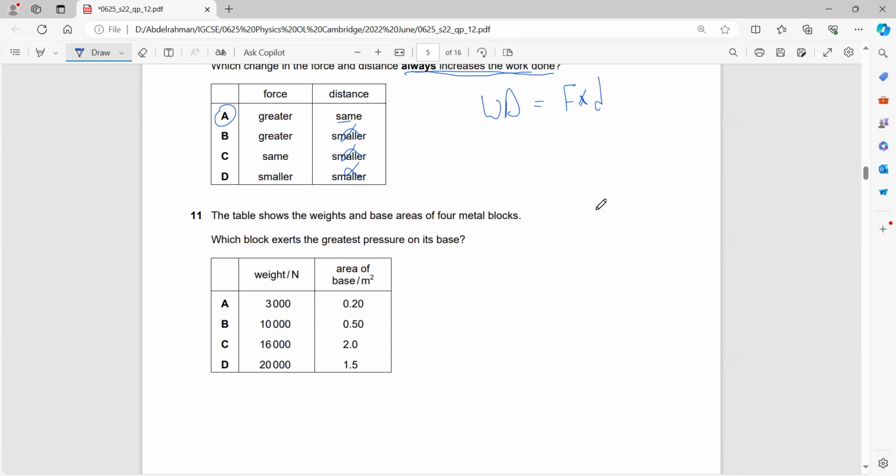The table shows the weights and the base areas of 4 metal blocks. Which block exerts the greatest pressure? Pressure equals force over area. We'll just calculate each force over each area: 3,000 divided by 0.02, 10,000 divided by 0.50, 16 divided by 2, and 20,000 divided by 1.5. The only right answer would be B. This would give the greatest pressure.